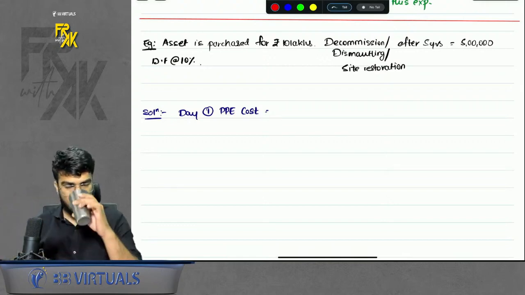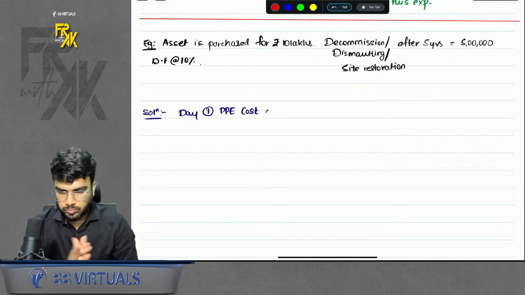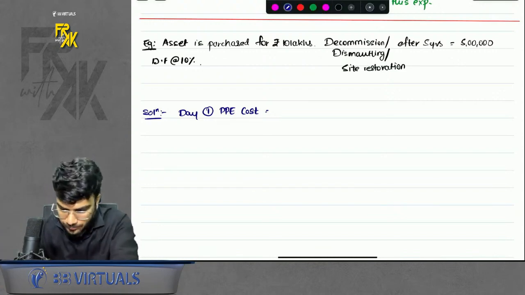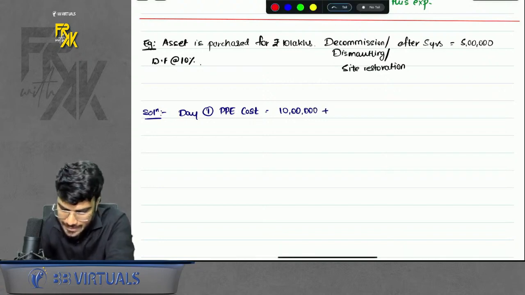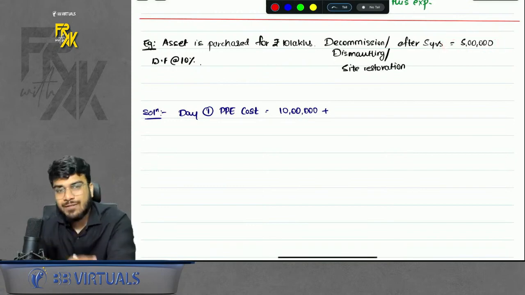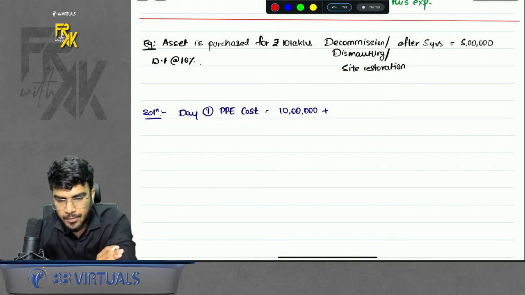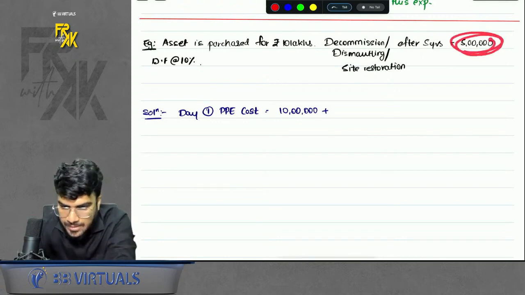Total cost of PPE. Perfect answer. It is 10 lakhs plus... See, this 10 lakhs will form part of cost. What about this 5 lakhs? This will also form part of the cost, but at what value? At present value. So what is going to be the present value of this 5 lakhs?